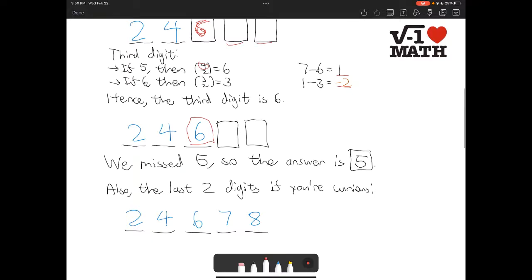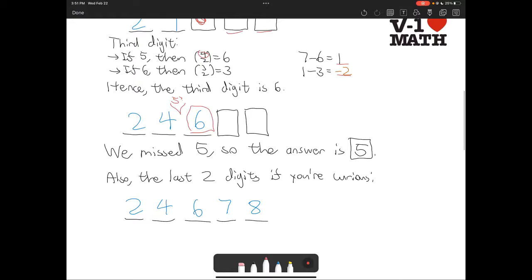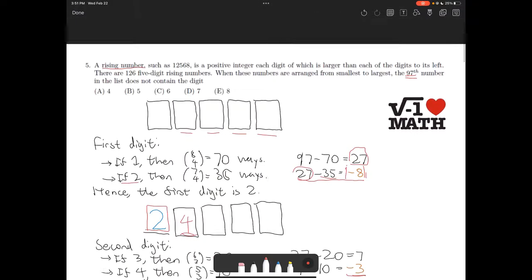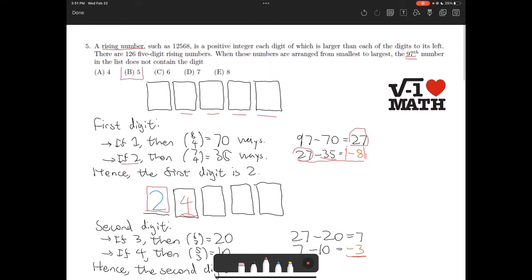Well, no, because remember, rising numbers are always increasing, and here we skipped over the number 5. Where is 5? It's not here. And this means that since 5 is one of the options, the answer is 5 because we skipped it. So the answer is B.